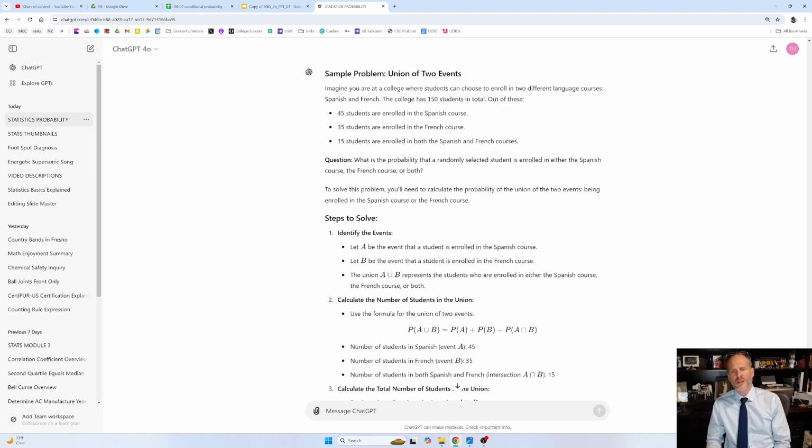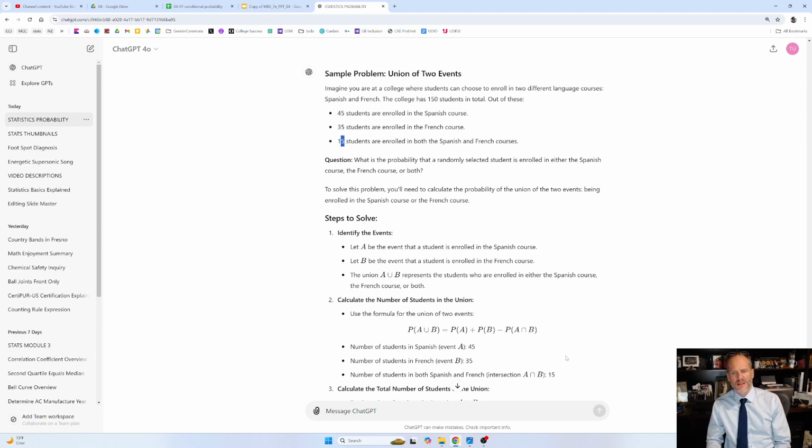So what is the union, right? That they're enrolled in Spanish, French, or both. So here's the probability of A union B. We have the probability of A, which is going to be 45 out of 150. We have the probability of B, which is going to be 35 out of 150. And then we're going to subtract the intersection of A and B.